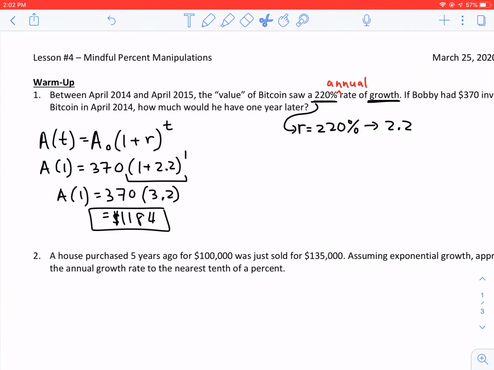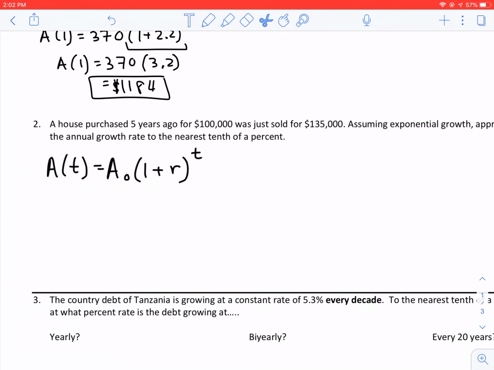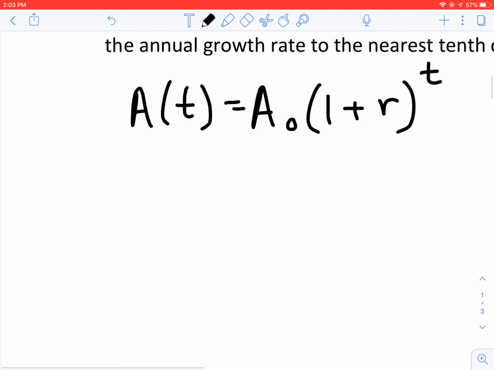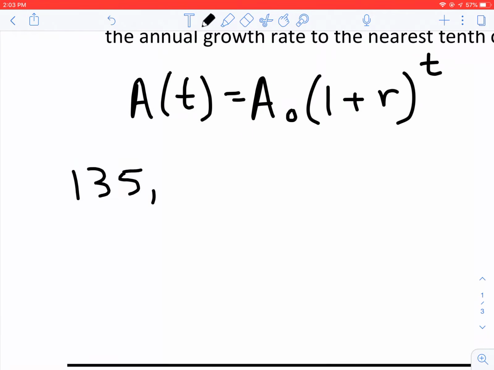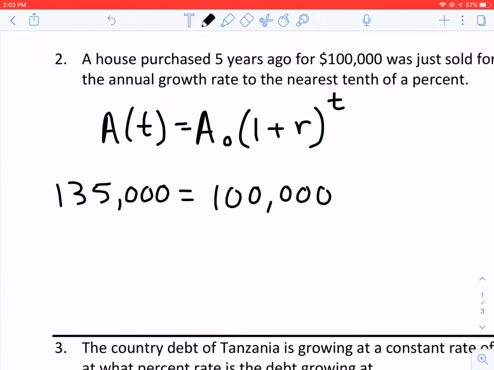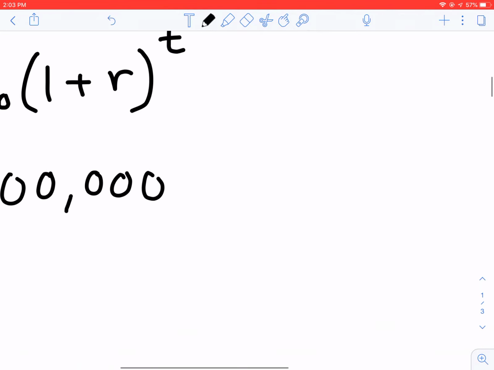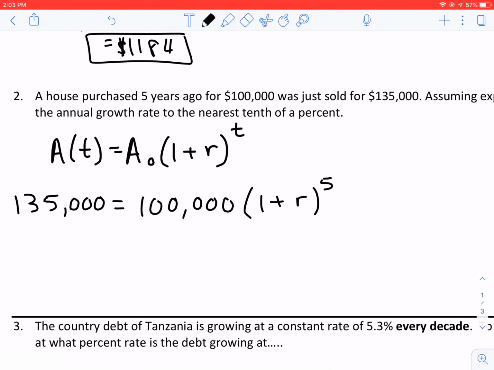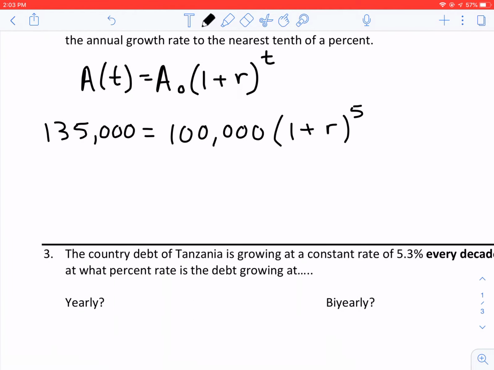Number 2 here, again, this is going to come straight from using this formula. A house purchased 5 years ago for $100,000 was just sold for $135,000. So the amount after 5 years, that was $135,000. That's going to equal the initial amount that it was bought for or sold times 1 plus R. We're looking for the rate of growth here, and after 5 years. So it's just solving this equation. Dividing by 100,000 on both sides, we get 1.35 equals 1 plus R to the 5th.